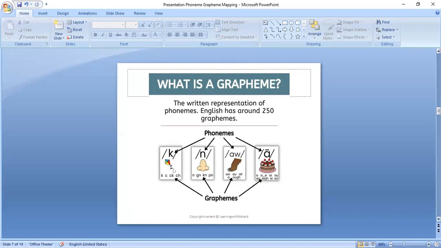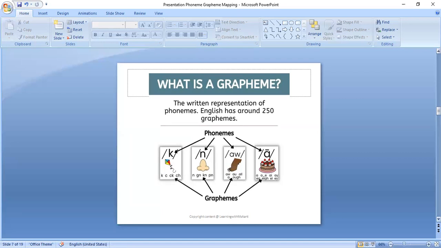As you can see above, K in kite, N in nose, O in paw, and A in cake, they are phonemes. But when I see graphemes, CK is for kite, KN for nose, OUGH for paw, and EIGH for cake. These are actually the combination of letters together which we hear when we say that word.